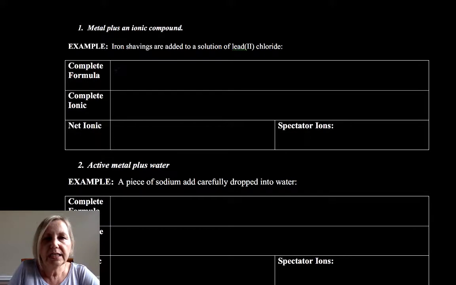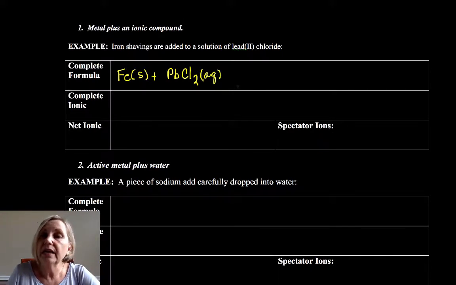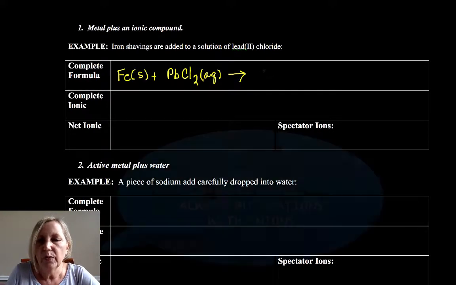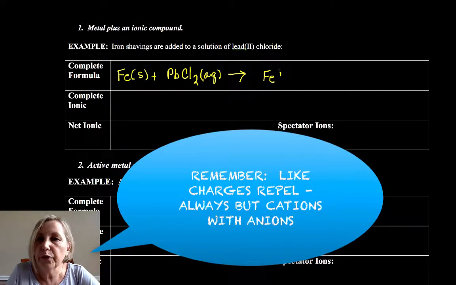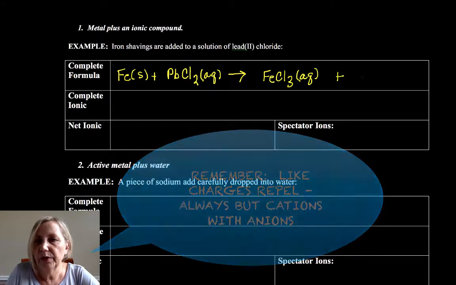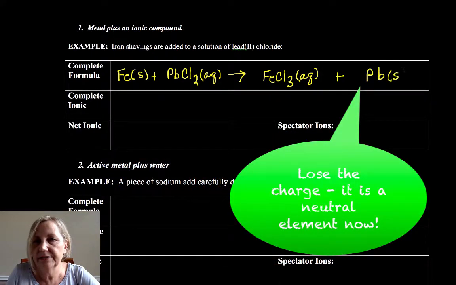So let's take a look at this. Iron shavings, so that's a solid, added to a solution of lead 2 chloride. Now, lead chloride is considered an insoluble salt, but a little bit of it will always dissolve. You'll learn a lot more about that when you get to equilibrium. So this would be a saturated solution in this case. What we're going to get is iron 3 chloride, aqueous, and then we would form solid lead.